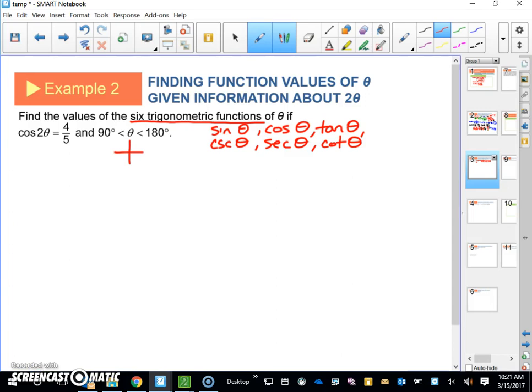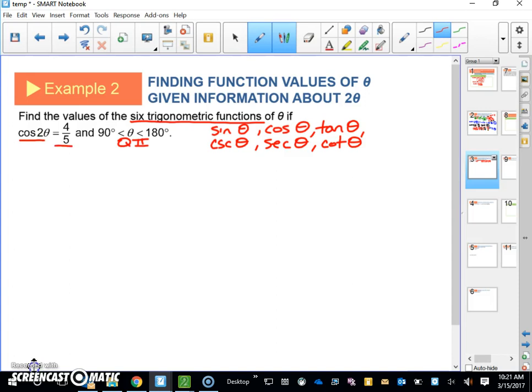Between 90 and 180 is talking about the second quadrant. Okay? 90 degrees and 180 degrees, they're talking about quadrant 2. And so I feel like they're describing the picture, but whatever. Look at what you have given. Cosine 2 theta equals 4/5.